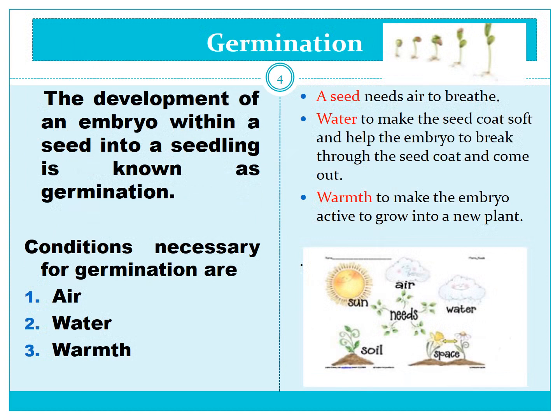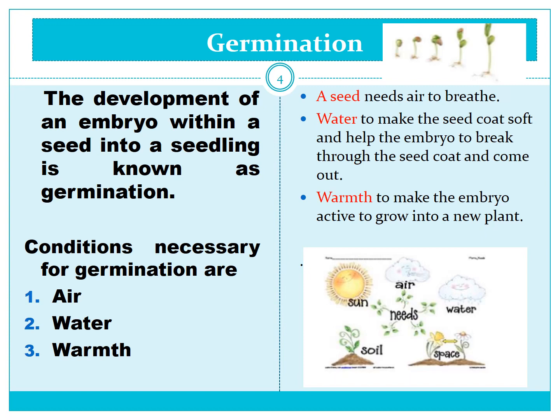Germination. Write one sentence on germination. The development of an embryo within a seed into a seedling is known as germination. Which are the conditions necessary for germination? Conditions necessary for germination are air, water, and warmth. Why does a seed need air, water, and warmth to germinate? A seed needs air to breathe, water to make the seed coat soft and help the embryo to break through the seed coat and come out, warmth to make the embryo active to grow into a new plant.